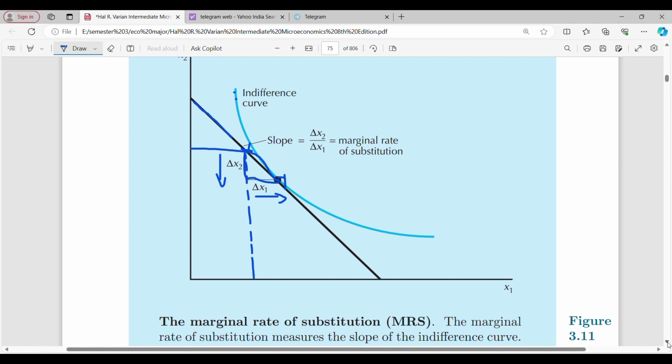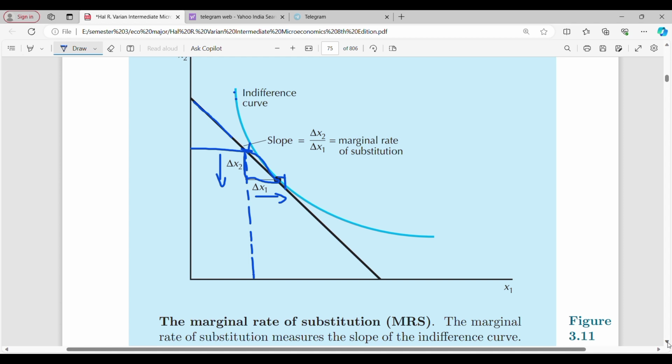Or conversely, if he gives up delta x2 units of good 2, he can get delta x2 over E units of good 1. That is, according to the exchange rate, he will get good 1 according to that.